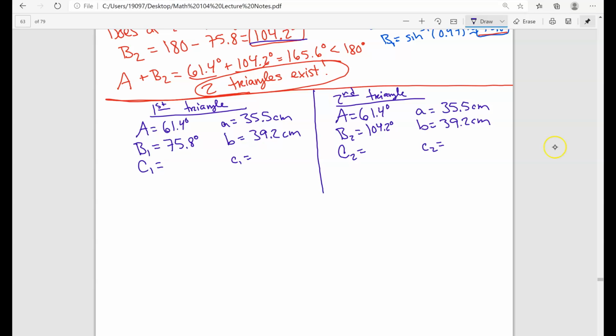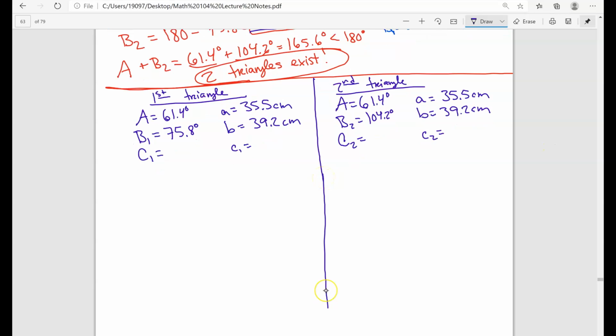Okay, so I'm going to start off with the first triangle. So basically, I can easily figure out what C1 is. Just take 180 and subtract it by the sum of the two angles. Okay, so I'm going to take 180 minus 61.4 and 75.8. Okay, so I ended up getting 42.8 degrees. So this guy's going to be 42.8 degrees.